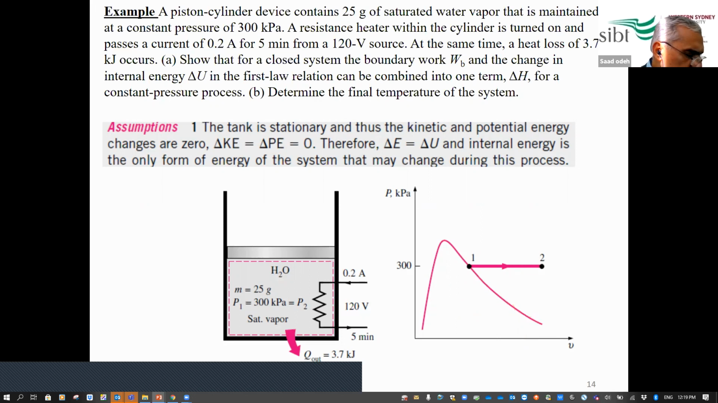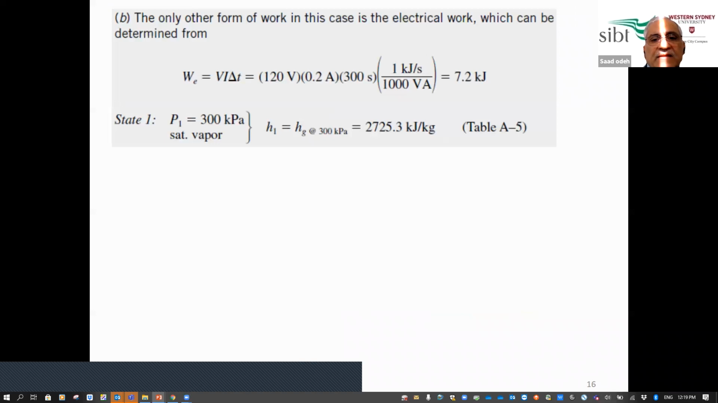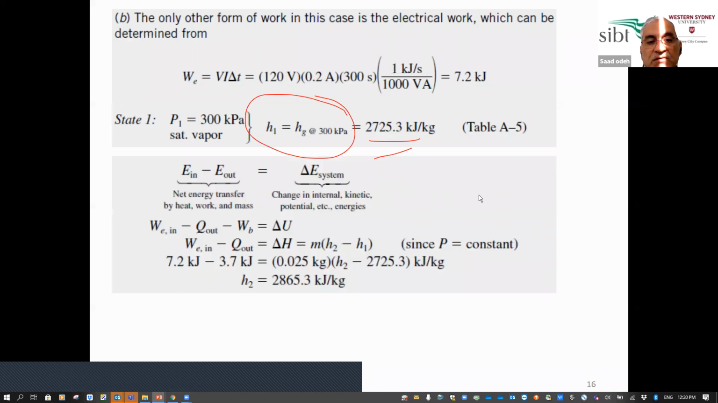Right, so we go back to the last part. Now I can find H1 from tables, table A5, and find H1 is equal to 2725 kilojoule per kilogram. Now, the other thing is you need to find H2. So actually for H2, all we need to do is substitute in the equation. So this is our equation. We end up with the last equation.